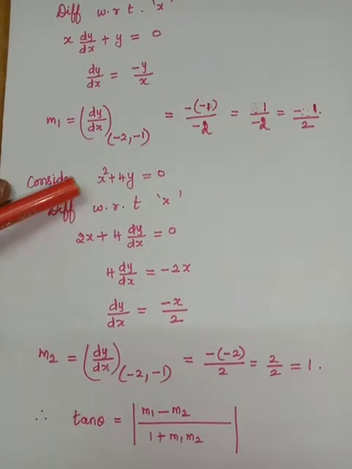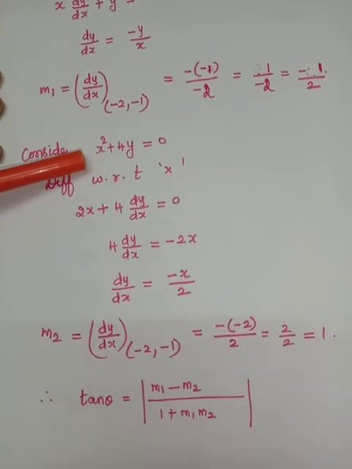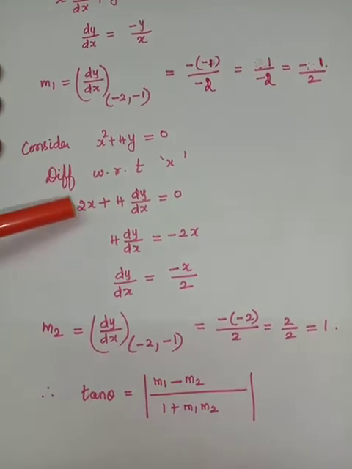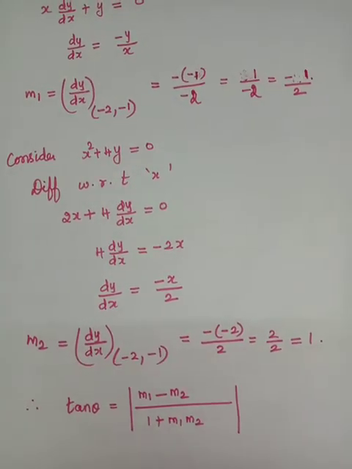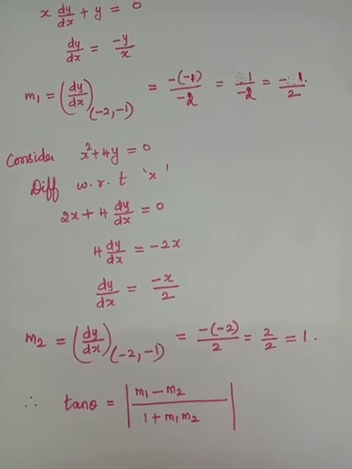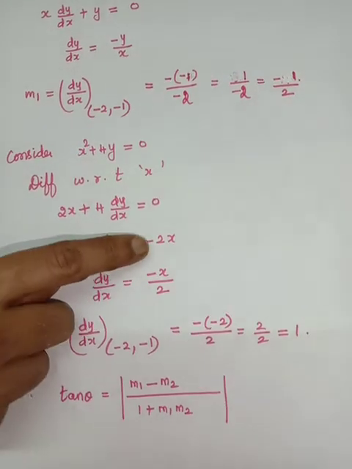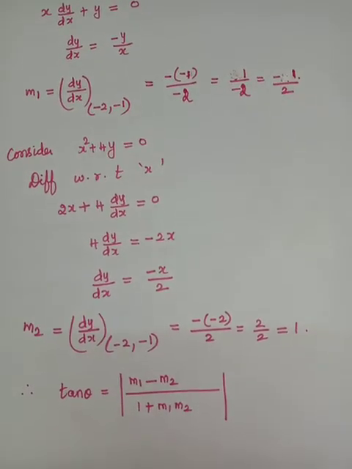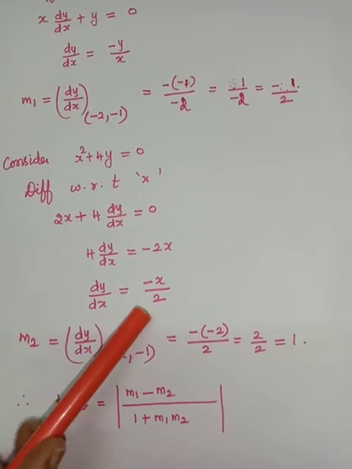And come to the second curve, differentiate with respect to x. So see the first term x squared. The differentiation of x squared is 2x plus 4 into, what is the differentiation of y? dy by dx is equal to 0. From this, 4 dy by dx is equal to minus 2x. And dy by dx is equal to minus 2x divided by 4. And the 2 and 4 getting cancelled. So you will get minus x by 2.